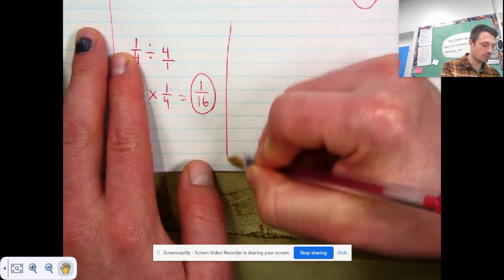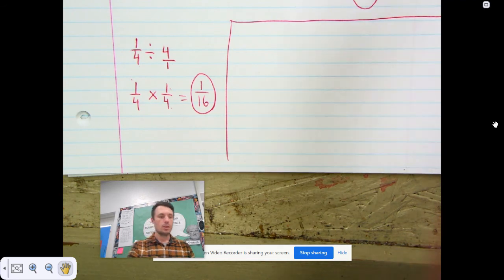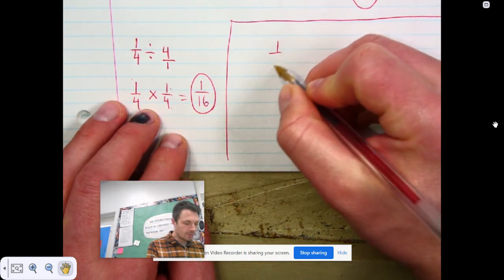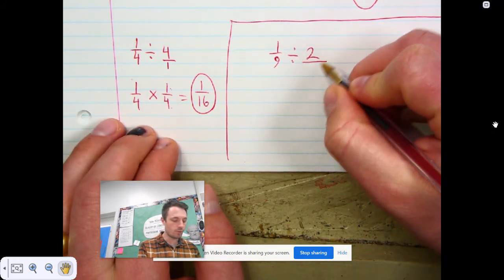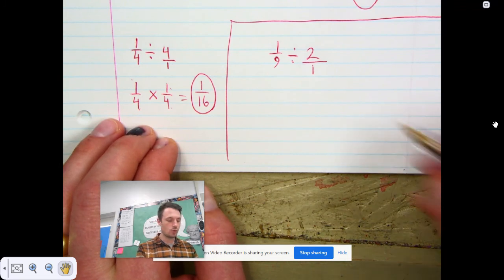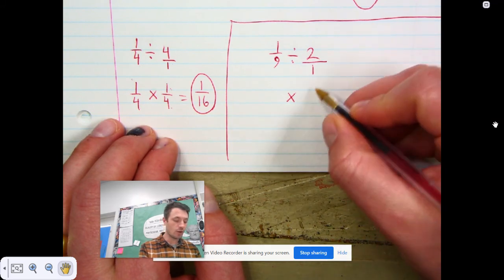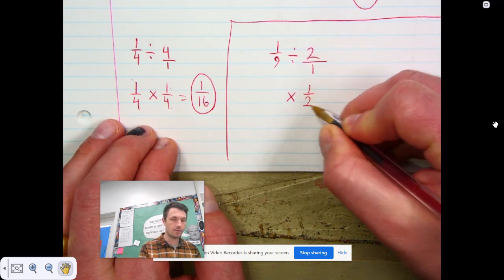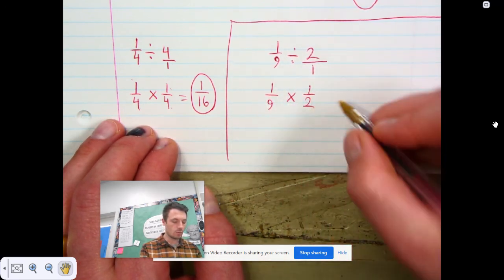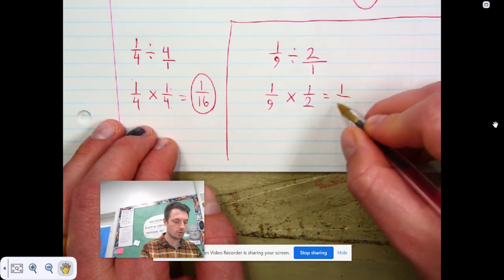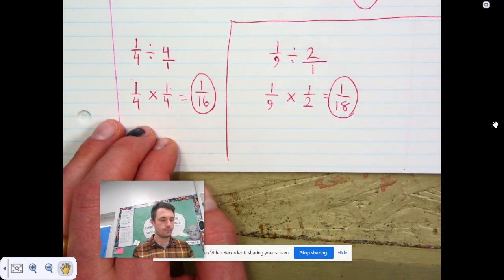Let's do another example. I'm going to box this off here so it's separate from everything else. Let's do 1/9 divided by 2. Step 1 is give the whole number a denominator of 1. Step 2, reverse the operation from division to multiplication and flip the second fraction. Flip 2/1 to 1/2. The first fraction stays the same. 1 times 1 is 1. 9 times 2 is 18. 1/18 is the final answer.